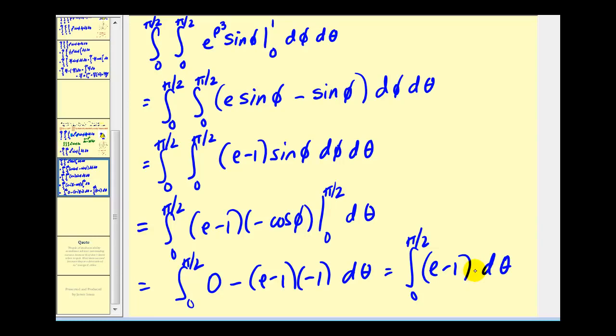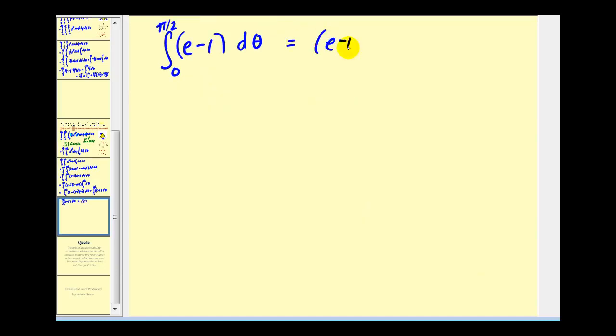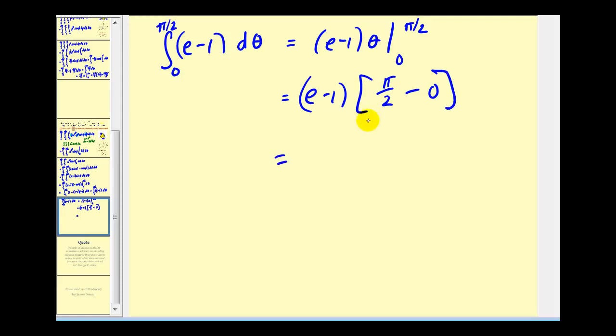And now we'll integrate with respect to theta. That'll just give us e minus 1 times theta. So when theta is pi over 2, we'll have pi over 2. When theta was 0, we'd have 0. So it looks like we have pi over 2 times e minus 1 as the value of our triple integral.